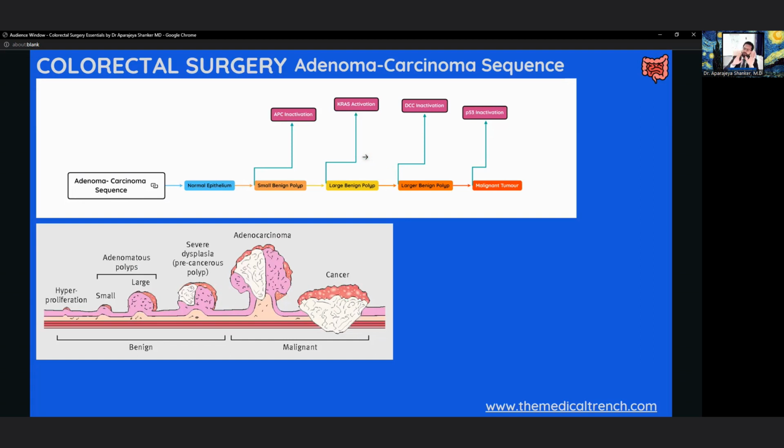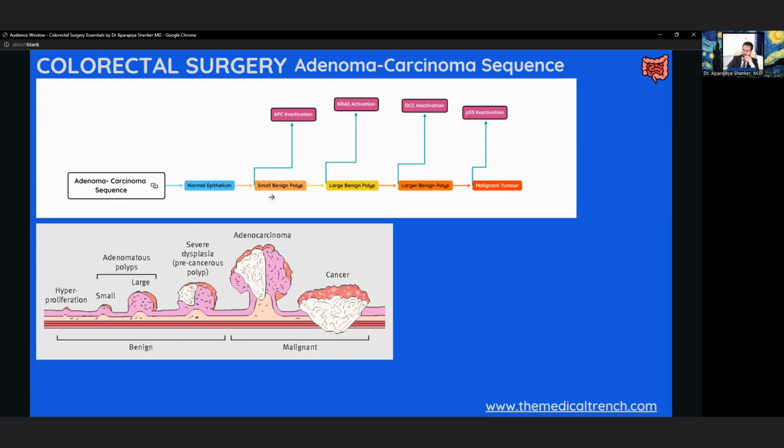Okay. And once this transformation to a larger benign polyp is there, and it continues to grow, there is the inactivation of DCC, which is a tumor suppressing gene. So if DCC is stopped, this thing goes into uncontrolled growth. And then finally, the last gatekeeper is called P53. So when P53 gets inactivated, you have a malignant tumor or this cancer here. Now, one thing you must remember is that this entire process takes upwards of 10 to 15 years.